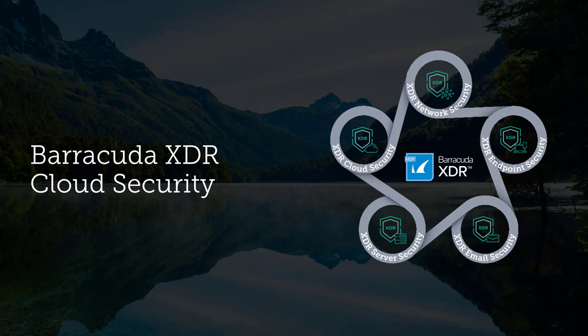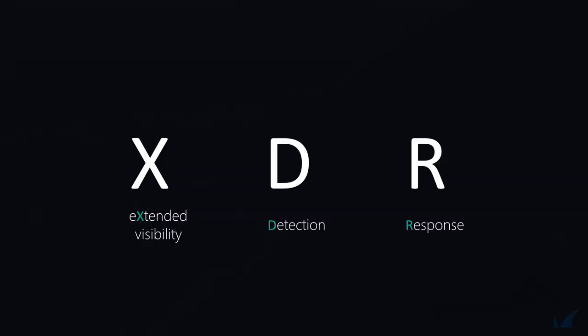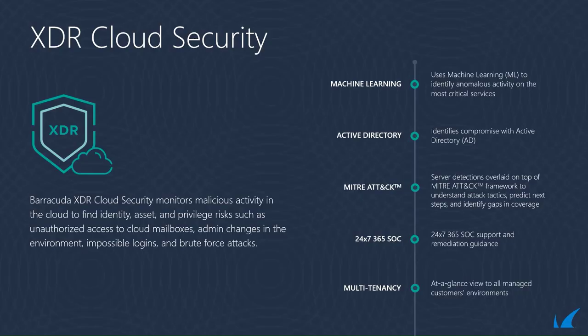In this video, I will provide a brief introduction to Barracuda XDR Cloud Security, accompanied by a quick demonstration. Barracuda XDR provides extended visibility, detection, and response across your network, servers, endpoint, email, and cloud environments. Barracuda XDR Cloud Security monitors malicious activity in the cloud to find identity, asset, and privilege risks such as unauthorized access to cloud mailboxes, admin changes in the environment, impossible logons, brute force attacks, and much more.